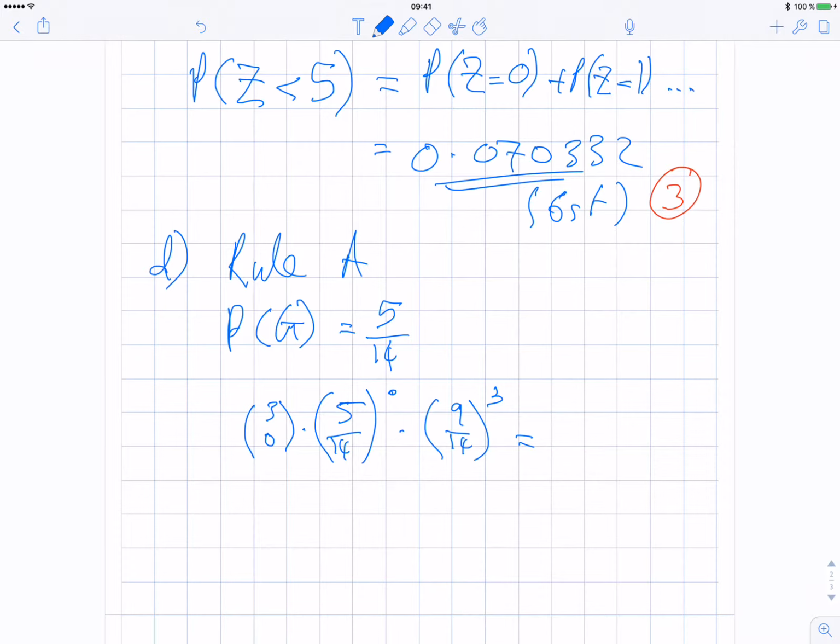Number of trials 3, probability of success 5 over 14, and the x value is 0. That's equal to 0.265671, rounded to 6 significant figures. And rule B.